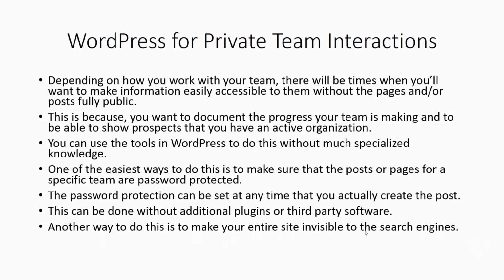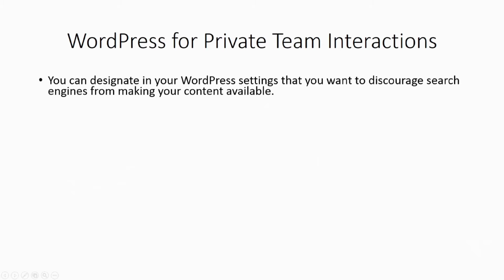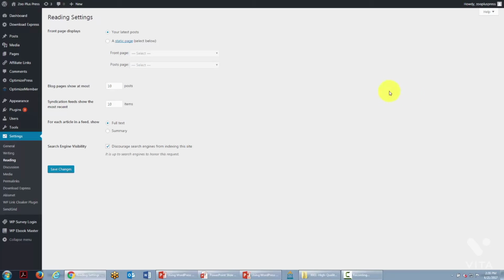Now, another way to do this is to make your entire site invisible to the search engines. You can designate in your WordPress settings that you want to discourage search engines from making your content available. And you can see that it's as simple as checking a button inside your WordPress site.